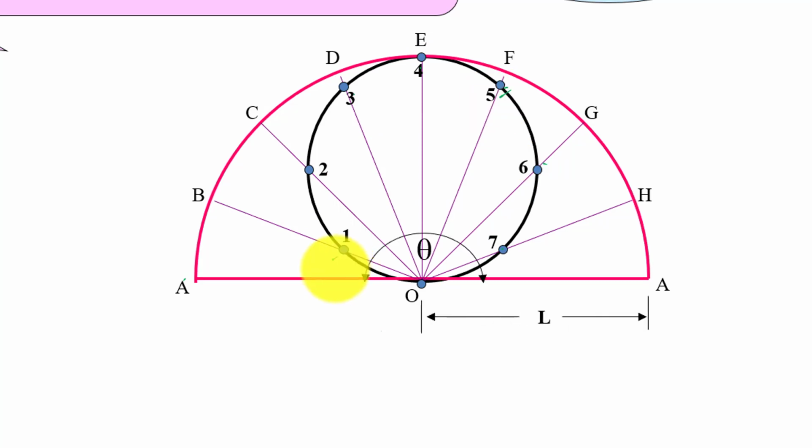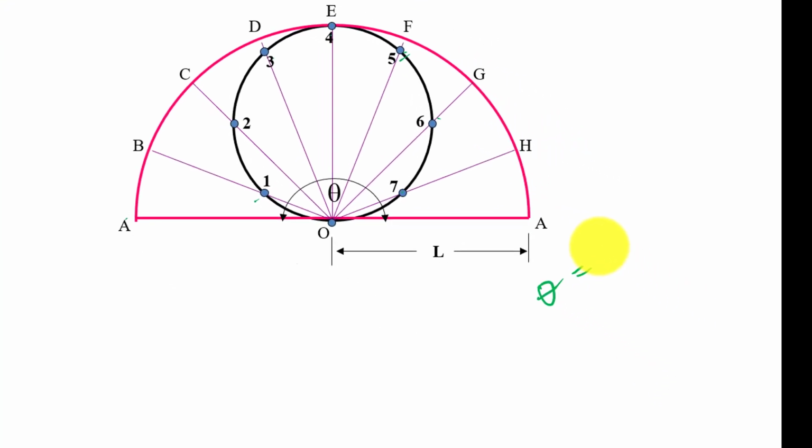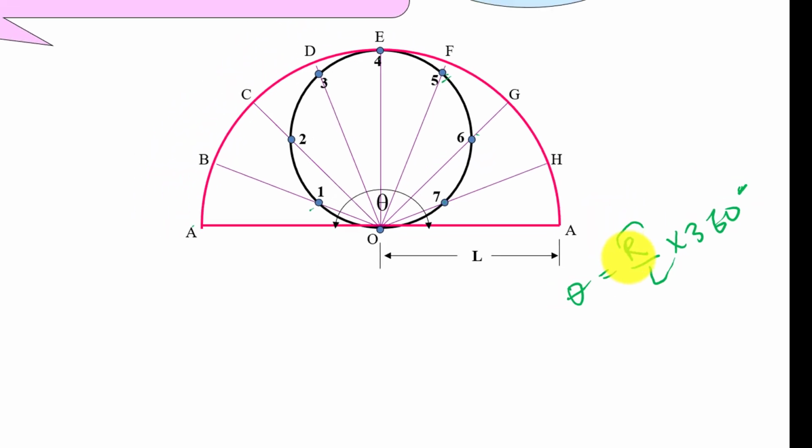As this line is a straight line, the theta angle is equal to 180 degrees. This theta angle is considered as 180 degrees. This is based on theta is equal to R upon L into 360. This is the only formula we are using in the graphics. Based on this, we are going to calculate the value of R.